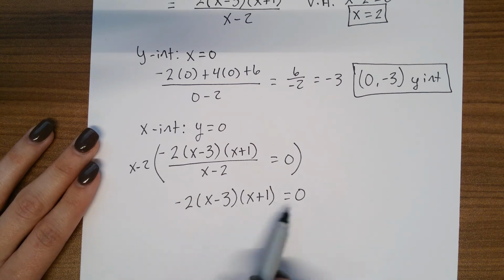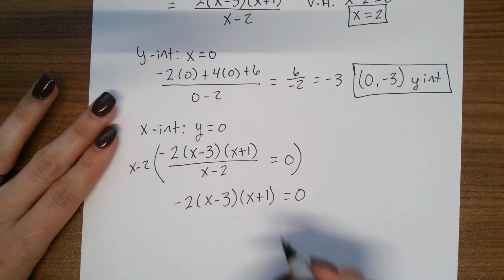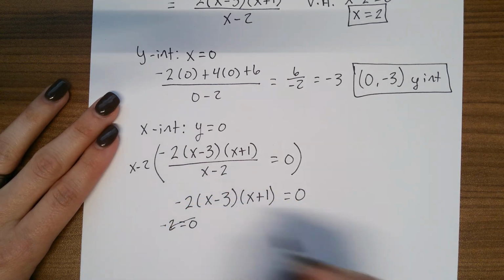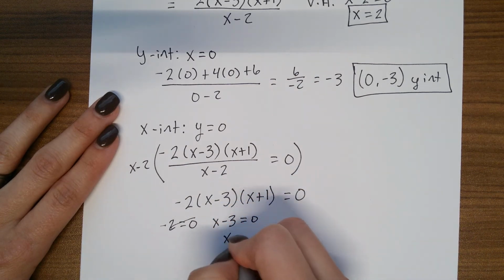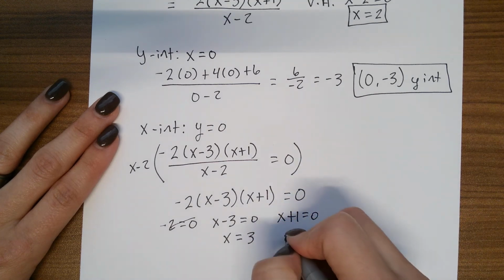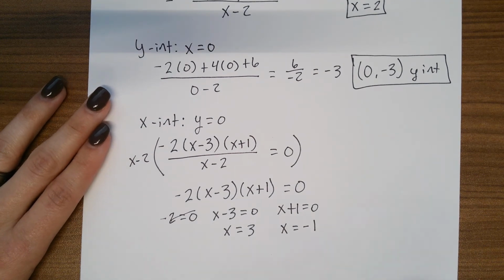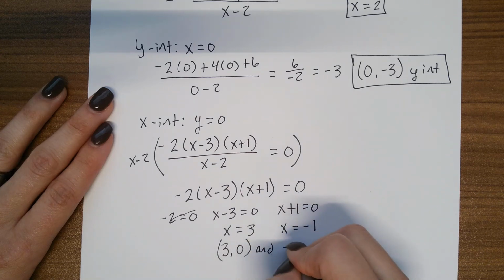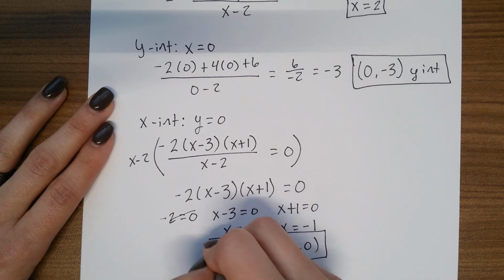Now I already have my equation in factored form, so I can just take each piece and set it equal to 0. So I can do negative 2 equals 0. We know that's not true, so I don't get anything from that. x minus 3 equals 0, so I get x is equal to positive 3. And x plus 1 equals 0, so I know x is equal to negative 1. So my x-intercepts are (3, 0) and (negative 1, 0). These are my x-intercepts.